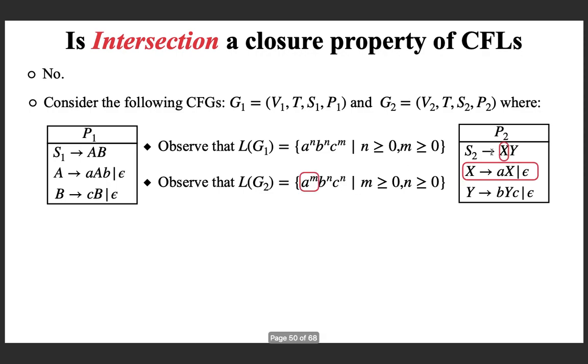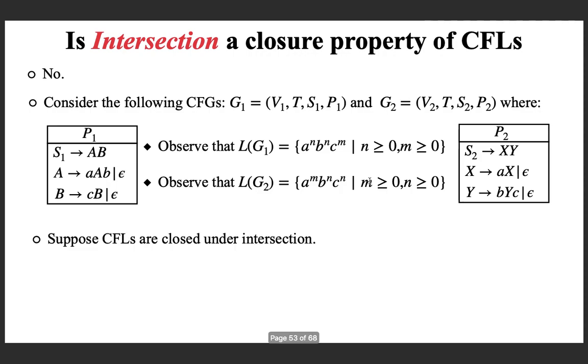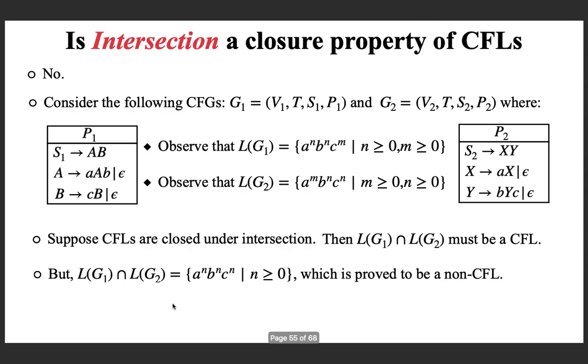And see here, the first symbol is capital X, from which you can generate 0 or more a's, so that is done. And the second symbol is Y, from which you can derive equal number of b's and c's. So these are the languages, but if you take the intersection, what are you getting? Suppose context free languages are closed under intersection, definitely their intersection must be a context free language. What is their intersection?